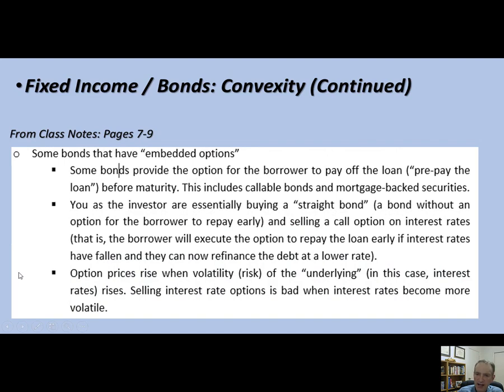So we do have a class on fixed income now that will cover this if you want to get more advanced in this topic. But some bonds have what we call embedded options. What is an embedded option? An embedded option provides the borrower the right to pay off the loan early. They can prepay the loan before maturity. That includes callable bonds and mortgage-backed securities.